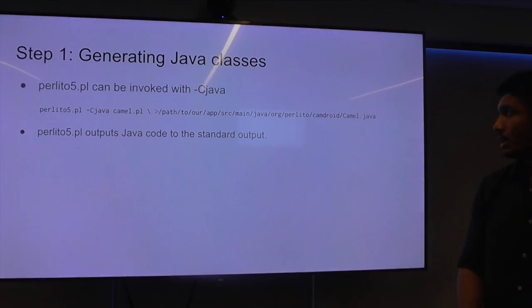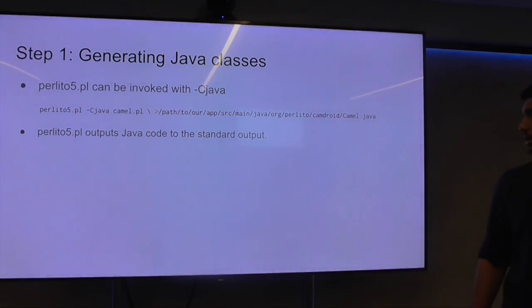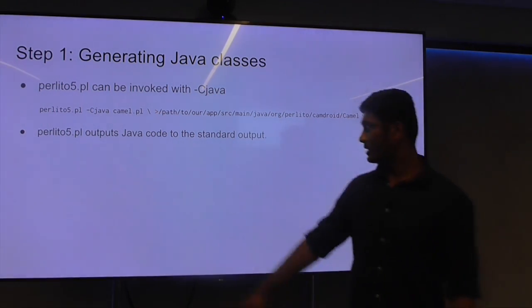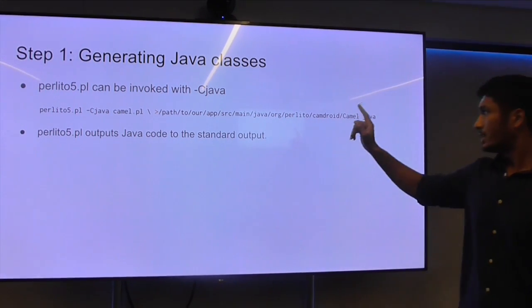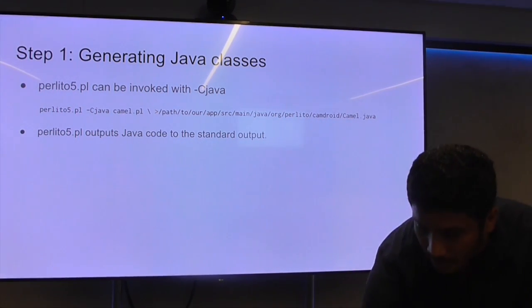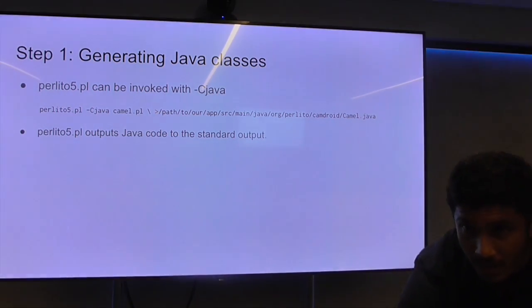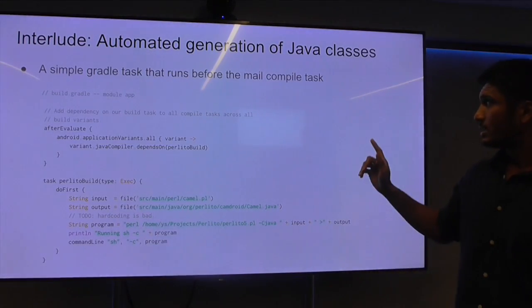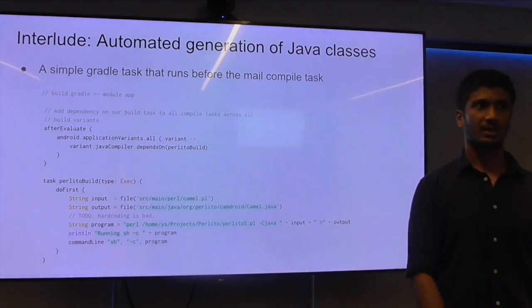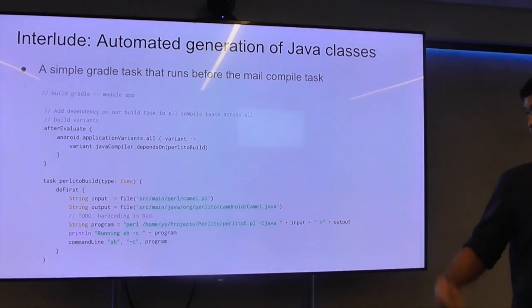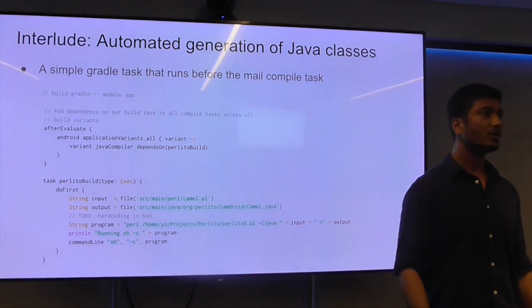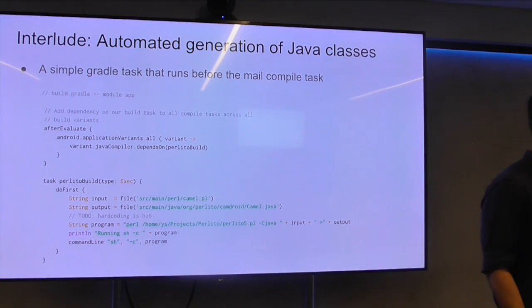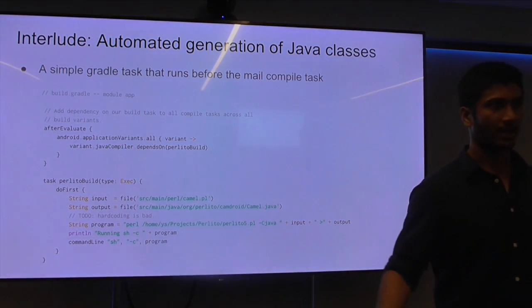How do we do this? Well, we can invoke the Perlito file compiler like you saw on the camel.perl file. Target is Java, and we redirect the output to the desired file. Now this can get cumbersome with multiple builds, so I created a simple Gradle task. It's hard coded at the moment, but it works. What it does is before every build cycle in Android Studio, it creates the required Java file so that the Java compile phase sees all the files when it's supposed to see.